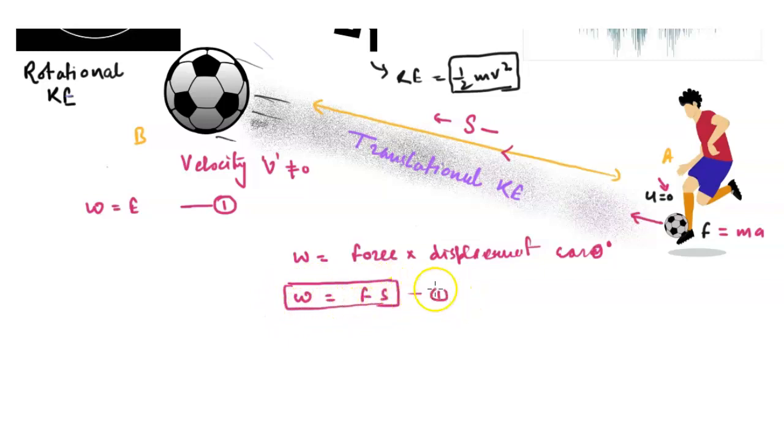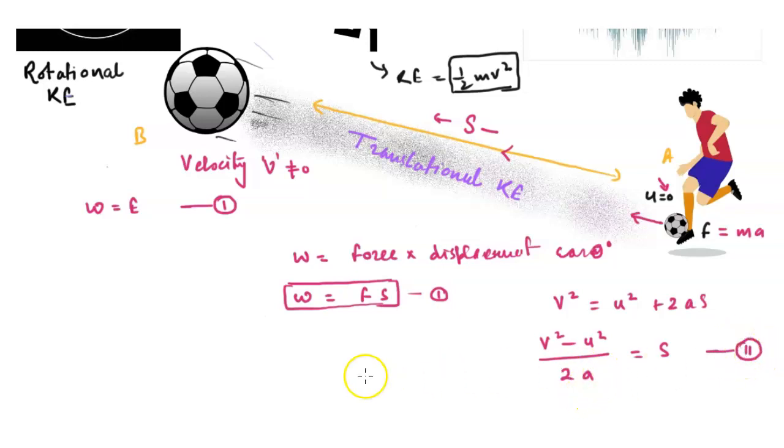Now we know the linear motion equation: v square, the final velocity squared, equals u square plus 2as. Suppose the distance traveled from here to here is s, so we can write s equals v square minus u square upon 2a. This is equation number 2. And we know force is equal to mass into acceleration. This is equation number 3.